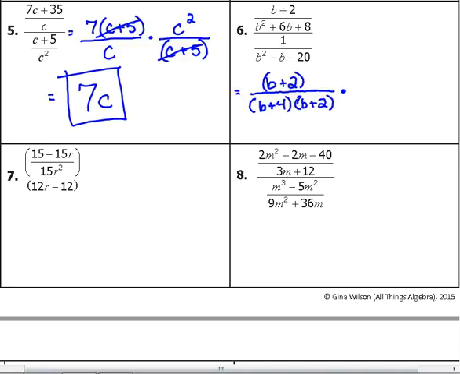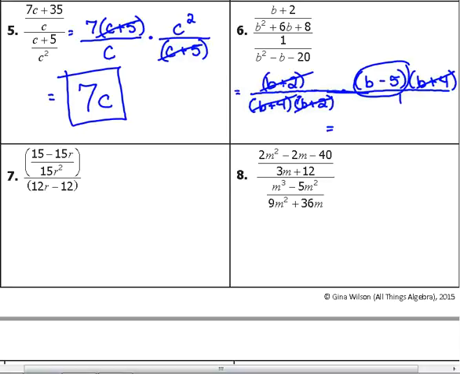So B squared minus B minus 20 is in the numerator, but let's go ahead and factor that. B minus 5 times B plus 4 over that 1 is now in the denominator. So what shows up in the numerator and in the denominator? We've got B plus 2. We've got B plus 4. So the only thing we're left with is the B minus 5.